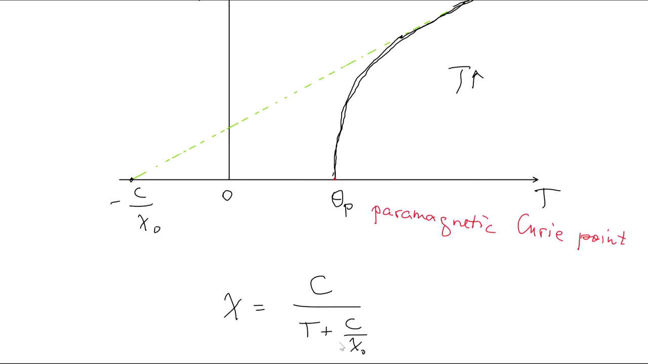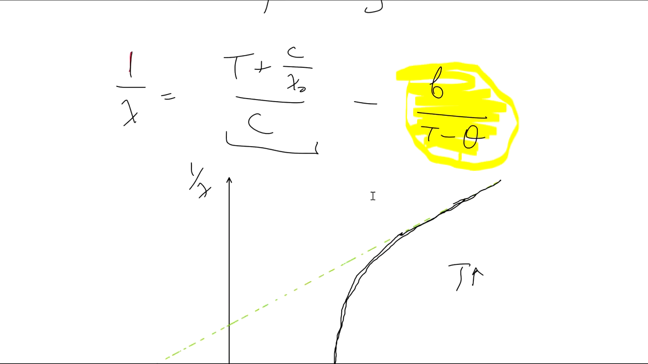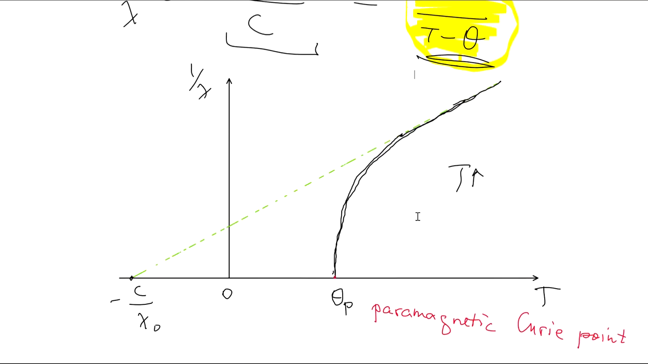You can see this is the analog of Curie temperature and Curie constant, etc. So at high temperatures, we have a straight line of inverse susceptibility, proportional to temperature. And then as we approach lower temperatures, the second term of inverse susceptibility becomes more prominent, and this is what leads it to go to zero, reach zero at theta p, the paramagnetic Curie point.